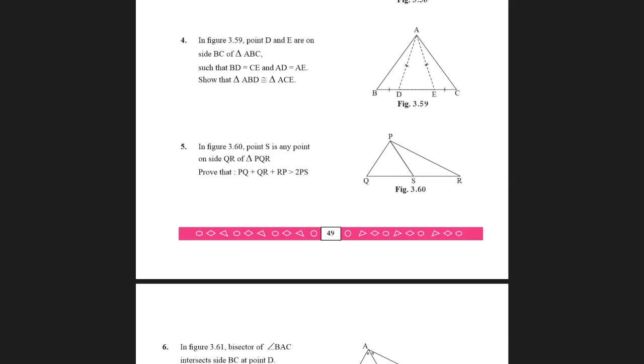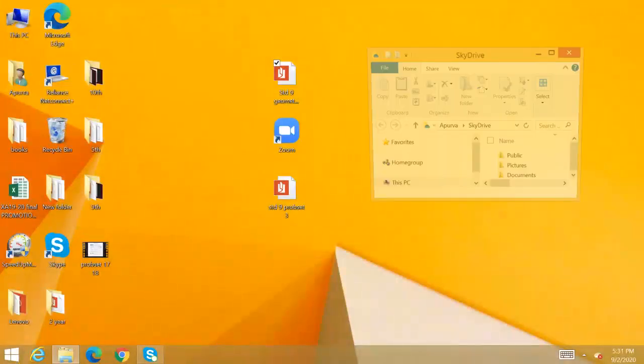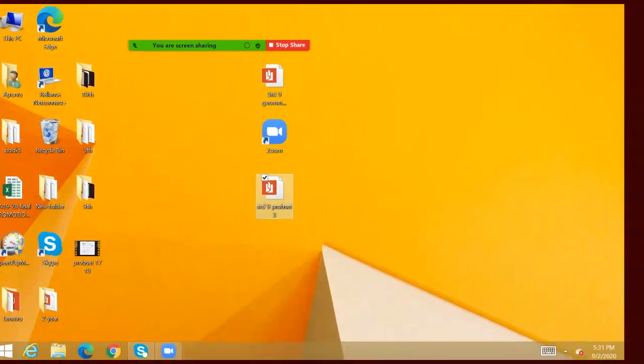So if you look at the triangles, since you are given AD equal to AE, you know by the isosceles triangle theorem that angles opposite to them are congruent. That is, angle ADE is congruent to angle AED. And angle ADB will be 180 minus angle ADE. Angle AEC will be 180 minus angle AED. Since you are subtracting congruent angles from 180, these two angles will be equal and therefore the triangles will be congruent by SAS test. Okay, so that's how you have to do it.